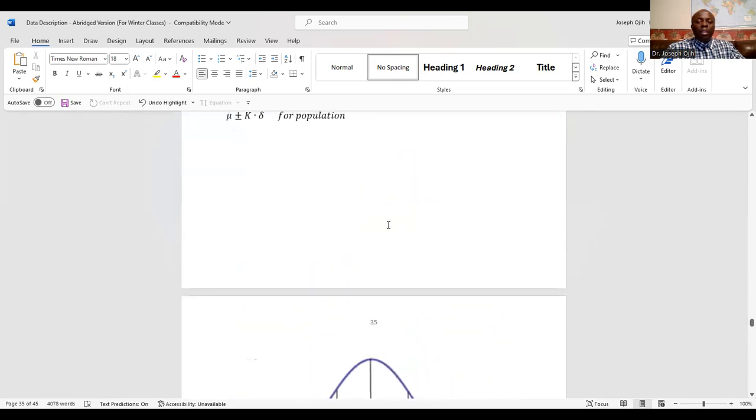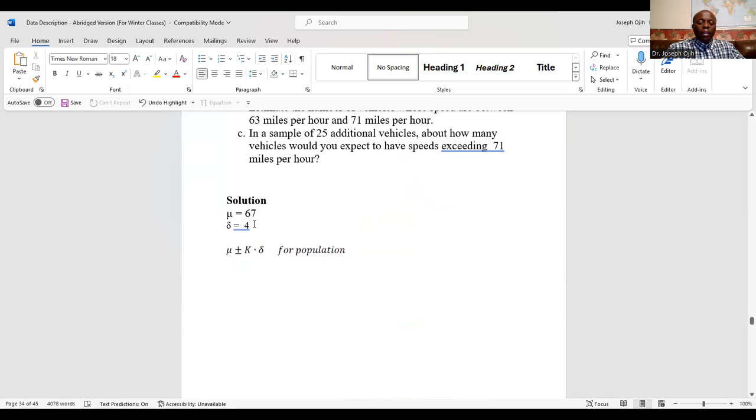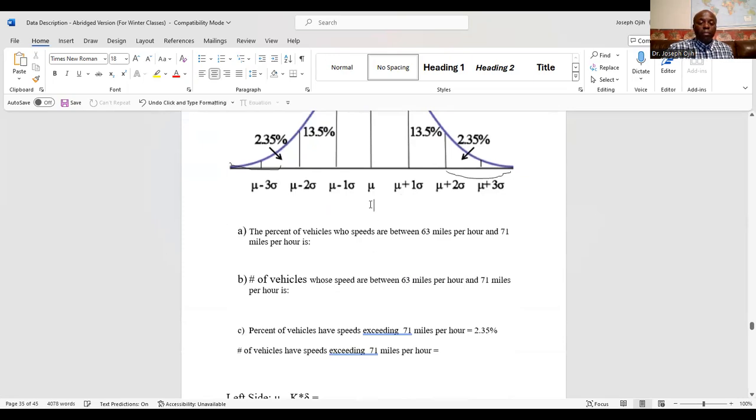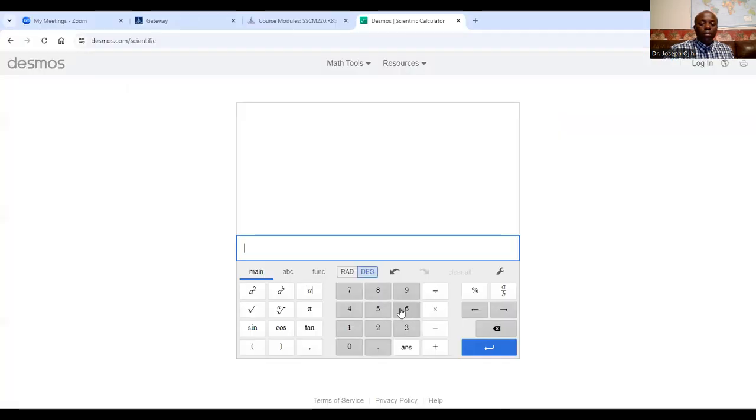So let's start with the mean. The mean is 67, and the standard deviation is 4. So let's put the mean right here. Now, on the left side, we subtract 4, which is the standard deviation. So 67 minus 4 is 63, as you can see. So we're going to write 63 right here.